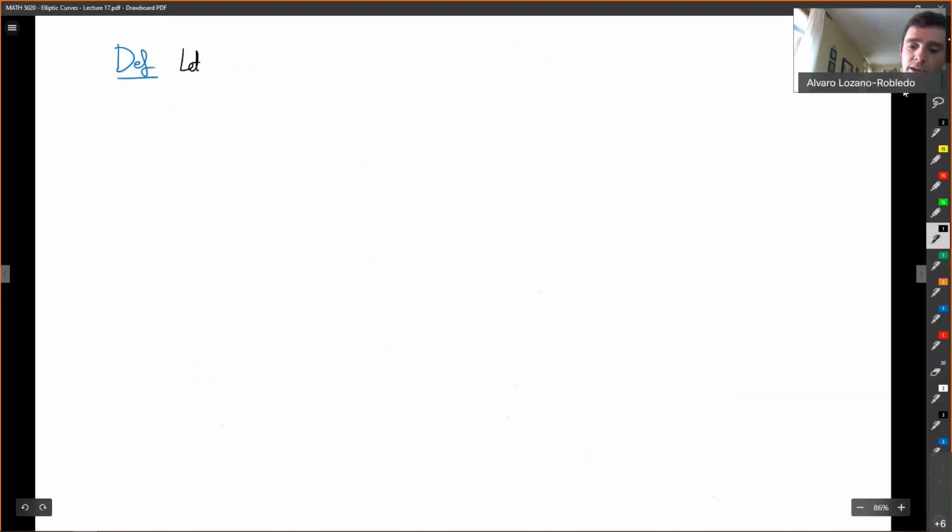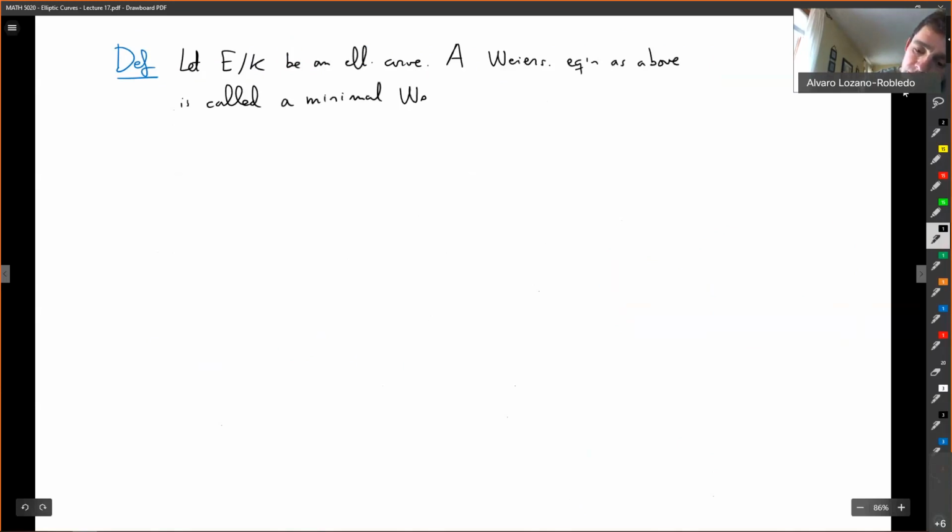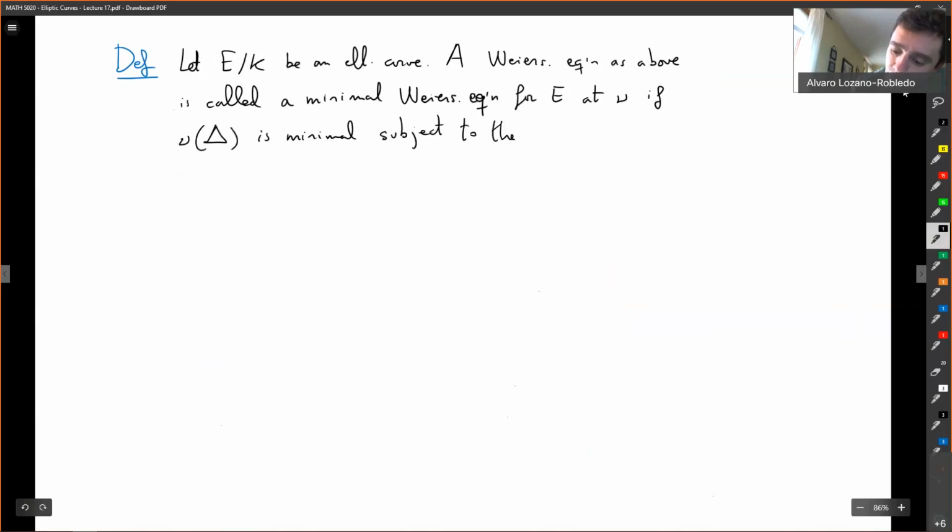So let E over K be an elliptic curve. A Weierstrass equation as above is called a minimal Weierstrass equation for E at nu if the valuation of the discriminant is minimal, subject to the condition that the coefficients are integers.